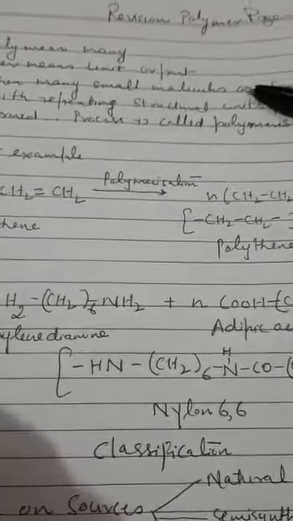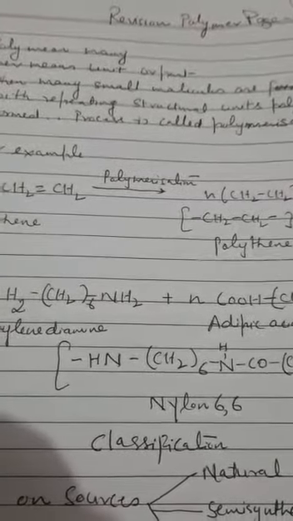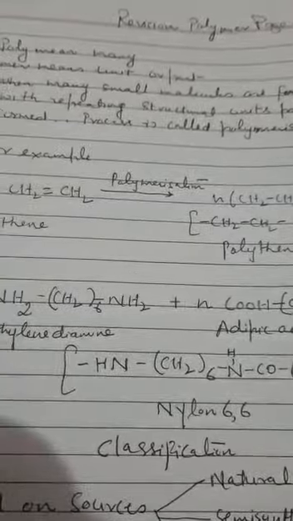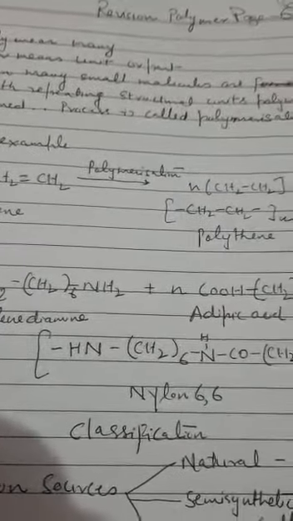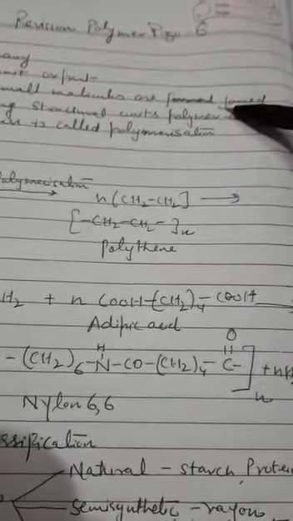Now let's begin with the revision of polymer. Poly means many, mer means unit. When very small units combine together to form a big molecule, that is known by the name of polymer, and the process is called polymerization.